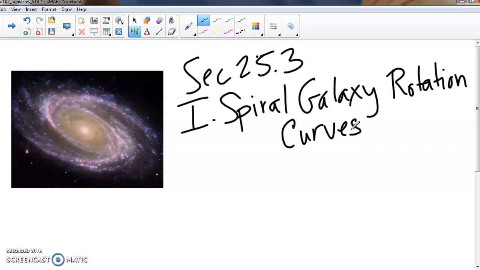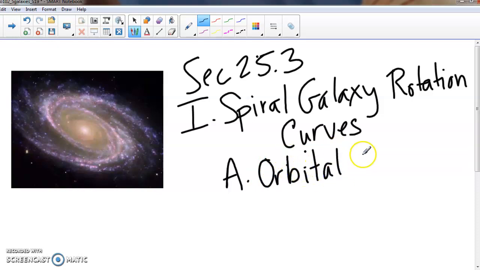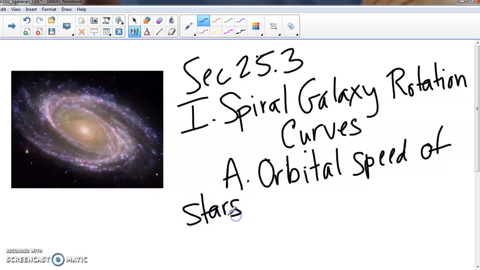Spiral galaxy rotation curves. What we're talking about here, when I say rotation curve, is that we're looking at how fast the stars are orbiting around the center of the galaxy. So orbital speeds. Orbital speeds of what? Of stars. Okay, so we have orbital speeds of stars, and it turns out that those speeds, which tell us how fast the galaxy rotates, depend on a couple of things.